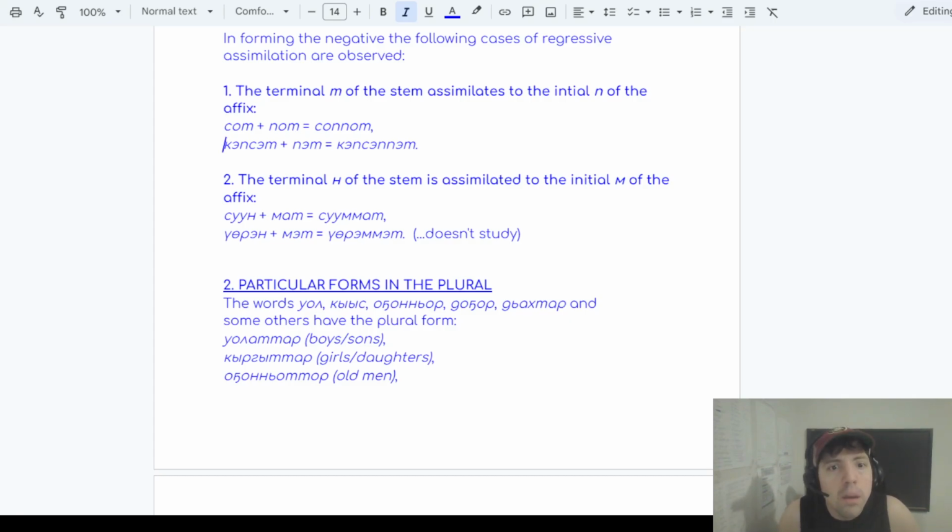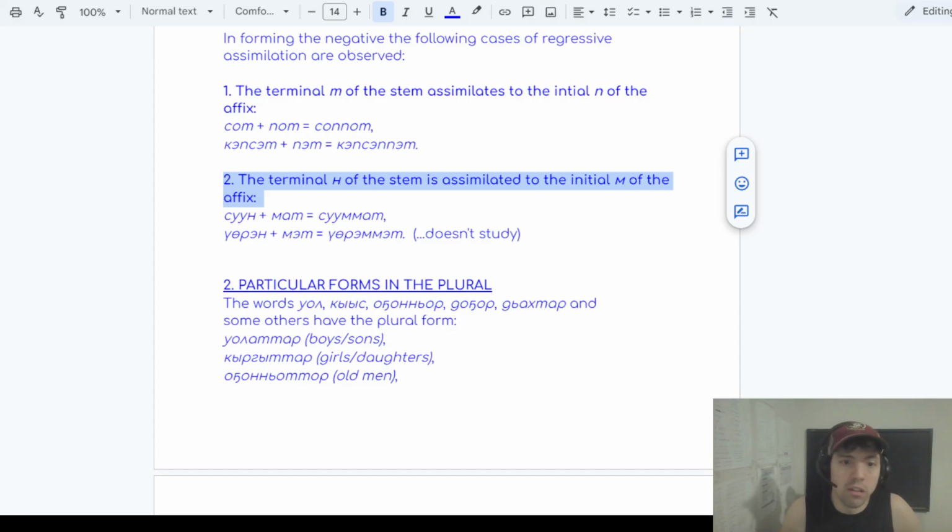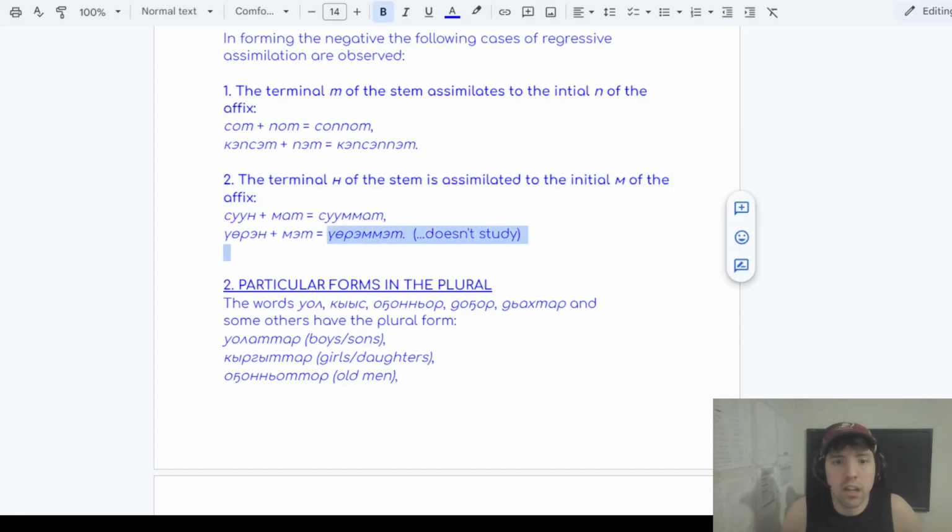Empire. The terminal N, na, of the stem is assimilated to the initial ma of the affix. So instead of wasting our time trying to say sunmat, we just say summat. It's easier. Instead of wasting our time saying urenmet, which is harder, we say uremet, doesn't study, okay?